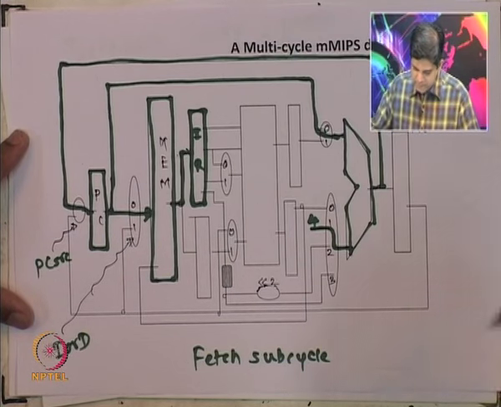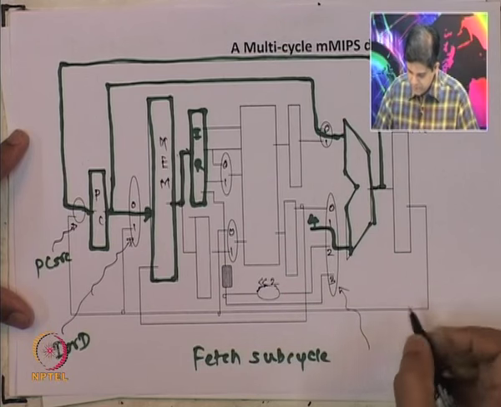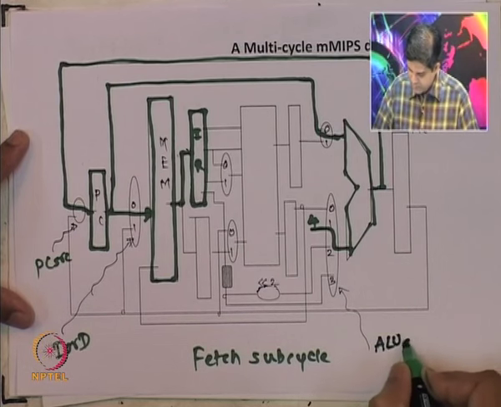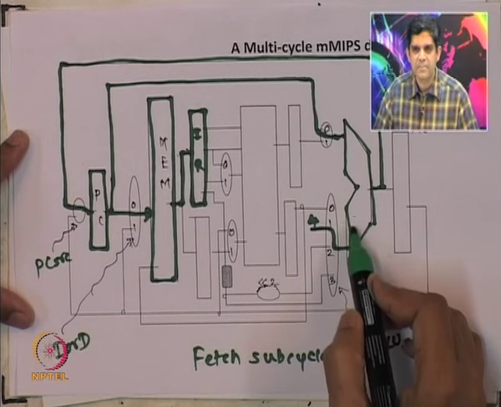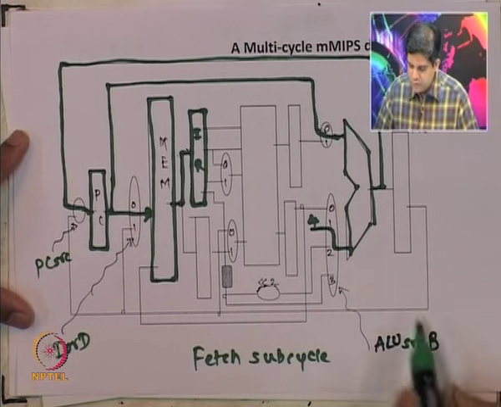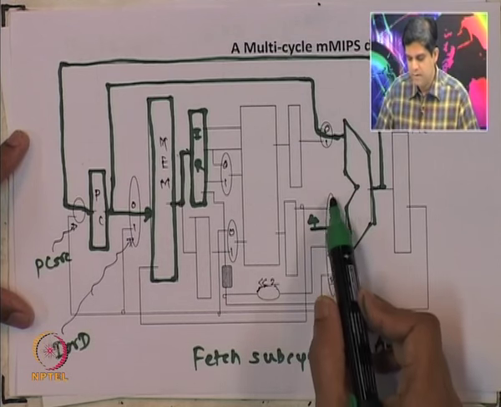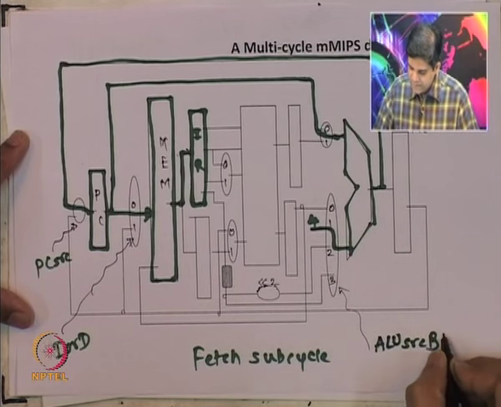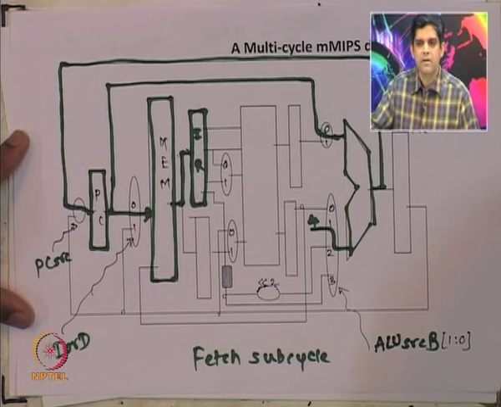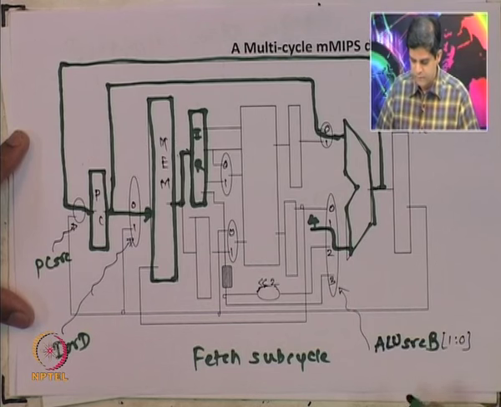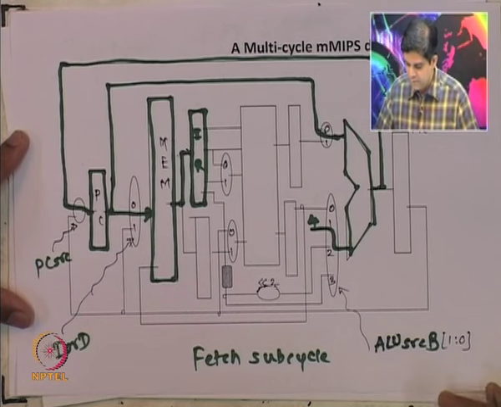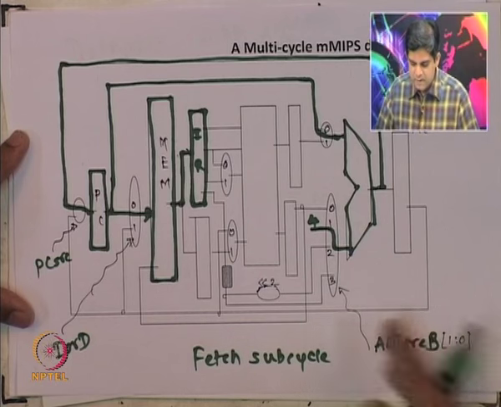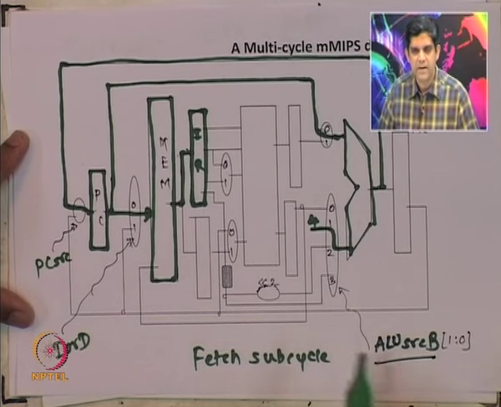Some more multiplexers. This big multiplexer, I call it ALU SRC B. I regard this as the B port of the ALU, and the source to that B port of the ALU is determined by the 4 input multiplexer whose select signal is going to be a 2 bit select signal, 1 down to 0 in Verilog notation, 1 colon 0 in VHDL. I am not showing those select signals, they are implicit and will be referred to by the names that I am choosing here.